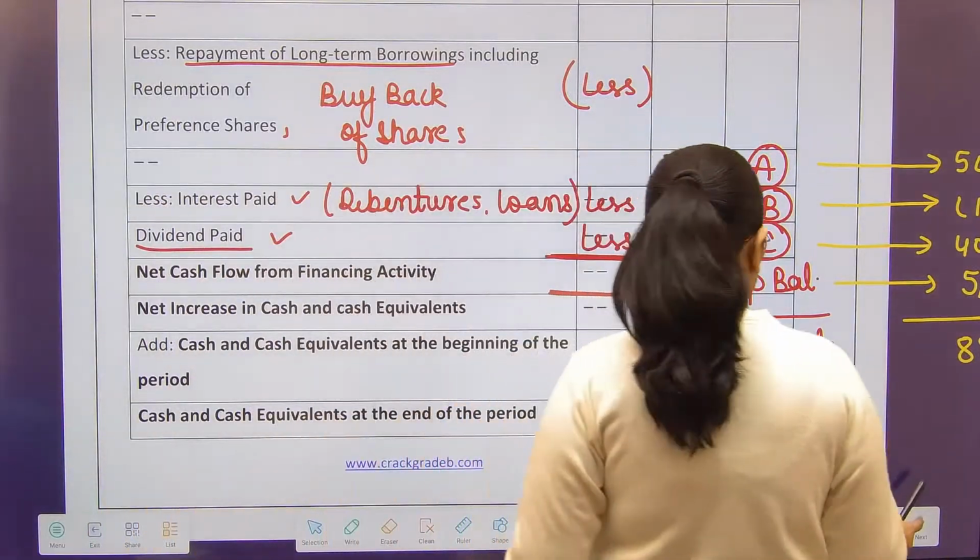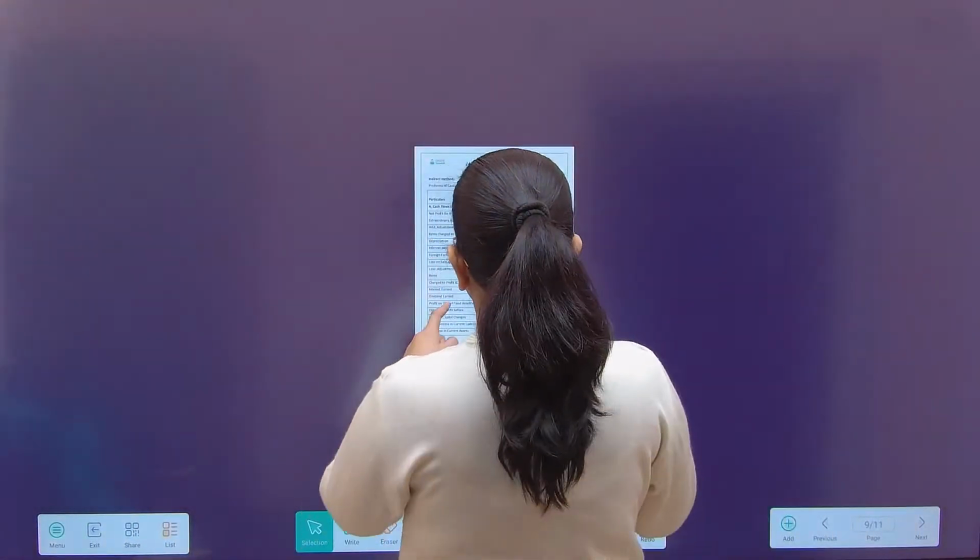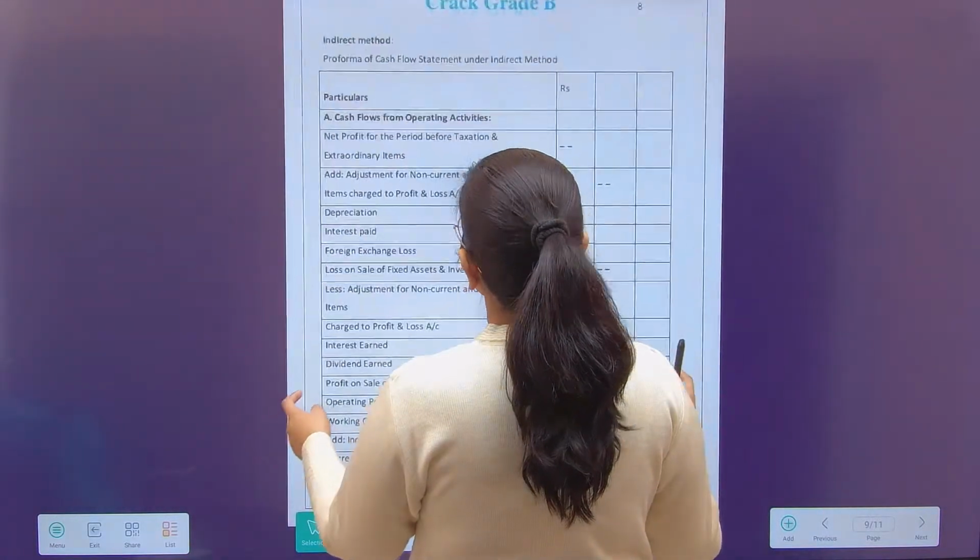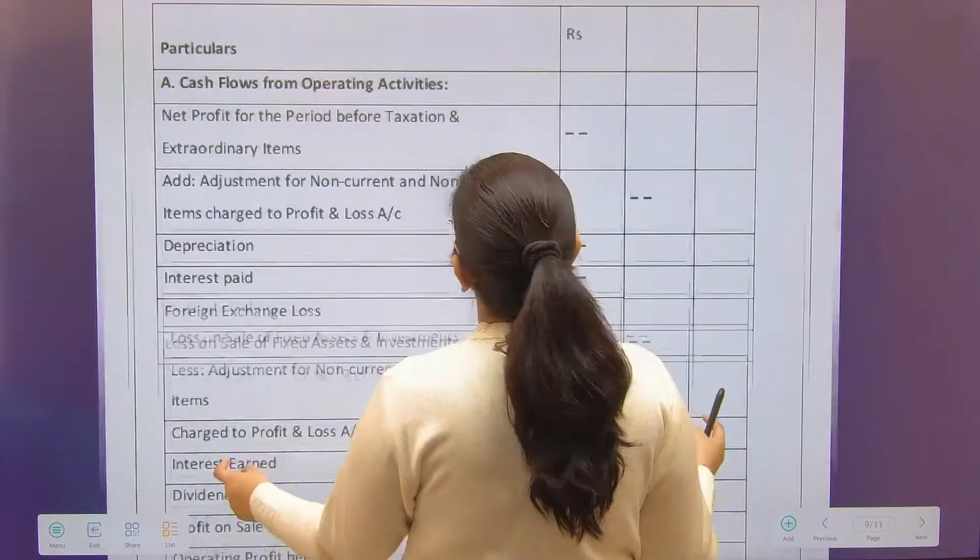Now let's move to the indirect method of calculation. Indirect method is a bit long. Why is it a bit long? We will see that.